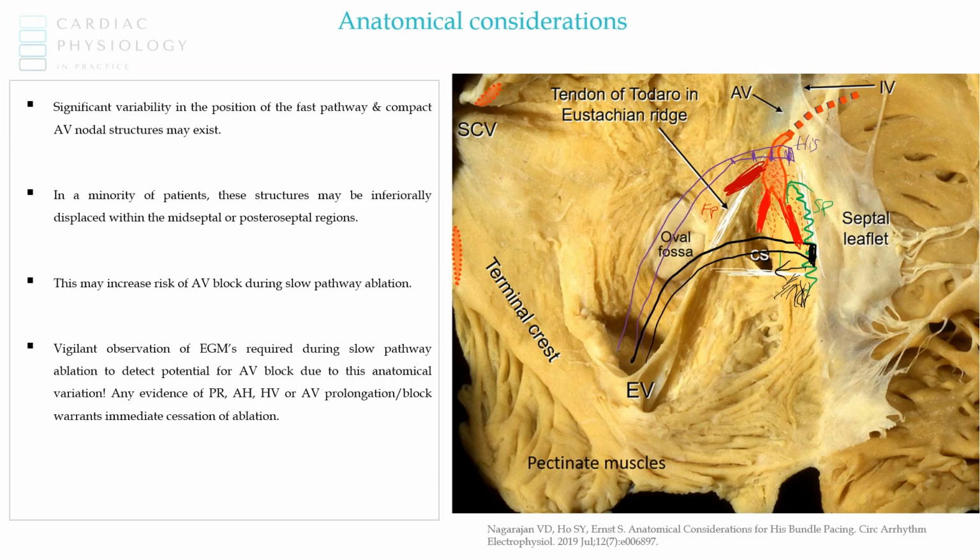And with fluoroscopic guidance or even 3D electroanatomical mapping guidance, you may not immediately recognize that this fast pathway is inferiorly displaced. And the point of this is that we have to be vigilantly observing our EGMs and our ECG during slow pathway ablation in order to watch for any evidence or signs of inadvertent injury to the AV node or fast pathway, and any evidence of PR prolongation or AH prolongation warrants immediate cessation of ablation, but we'll discuss this in more detail soon.